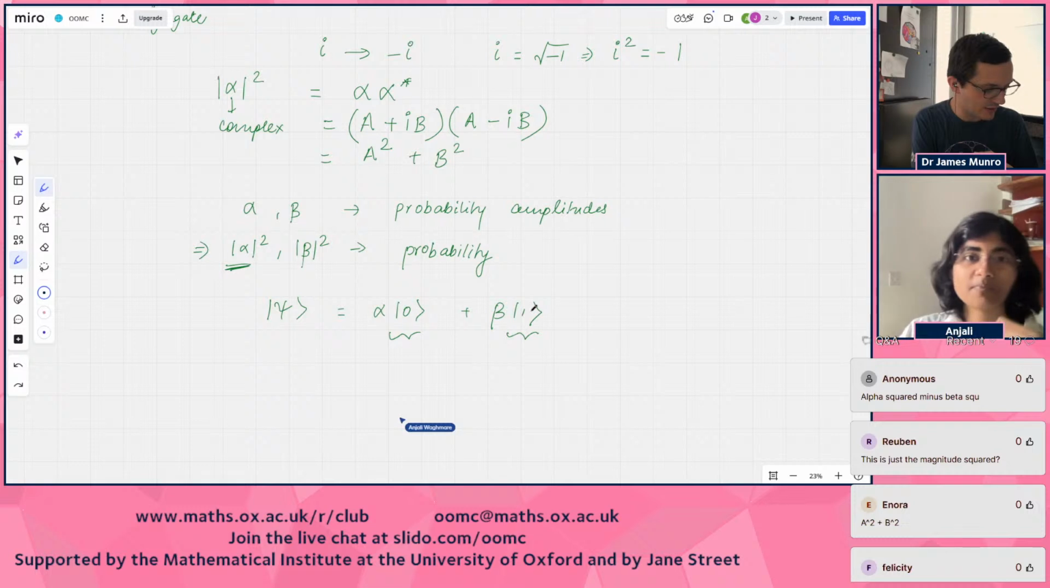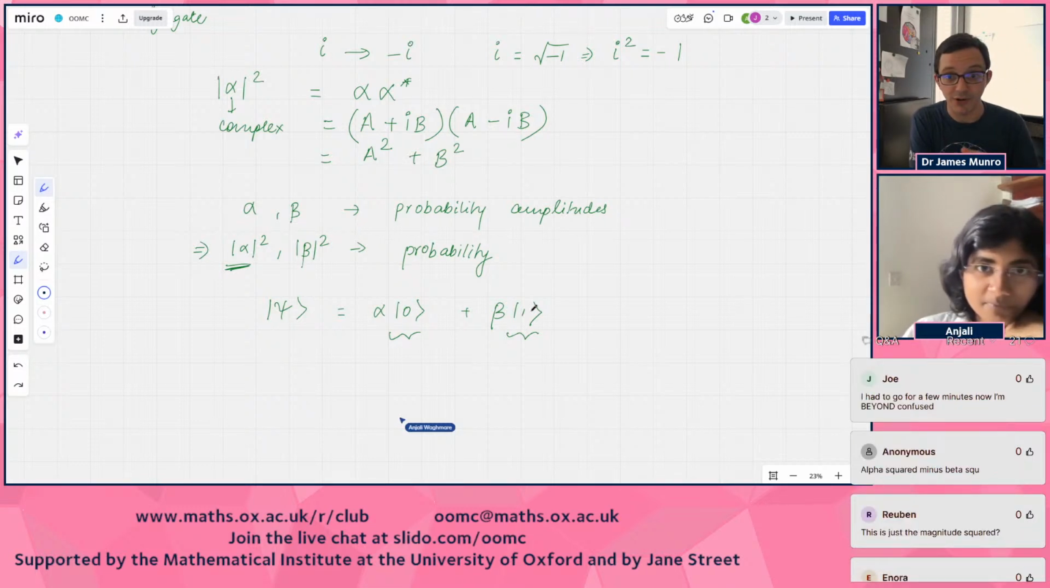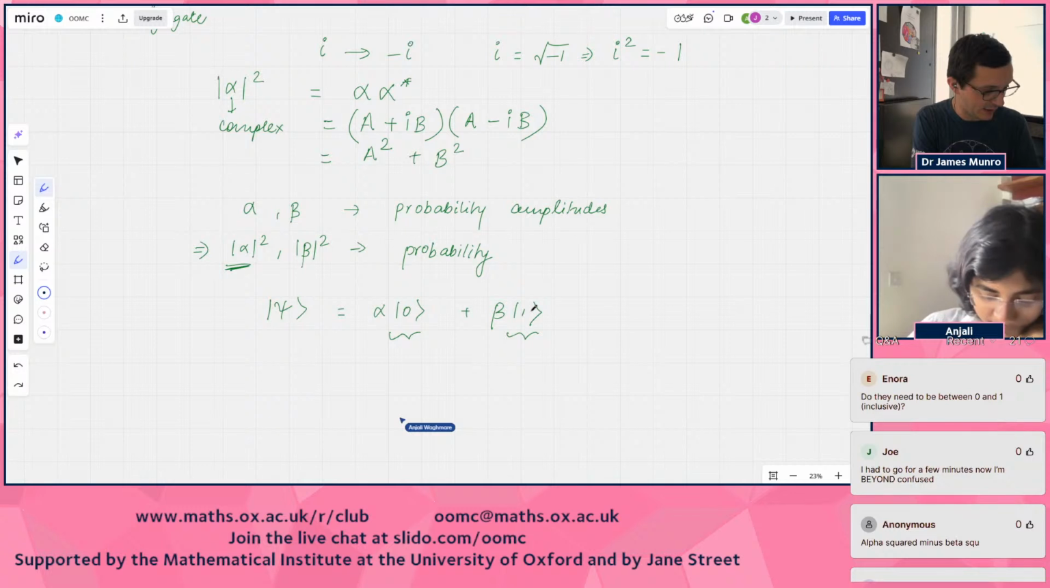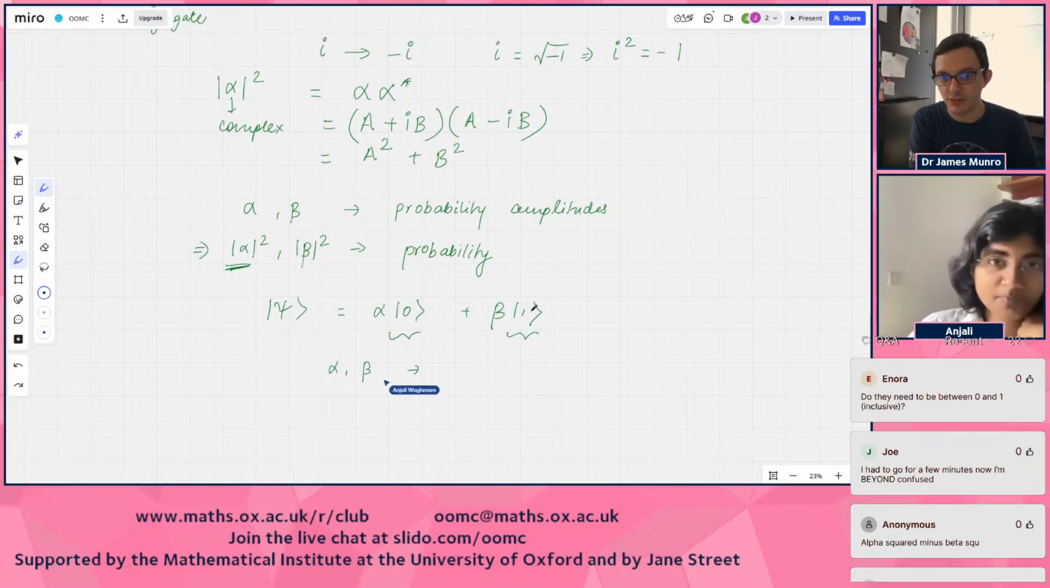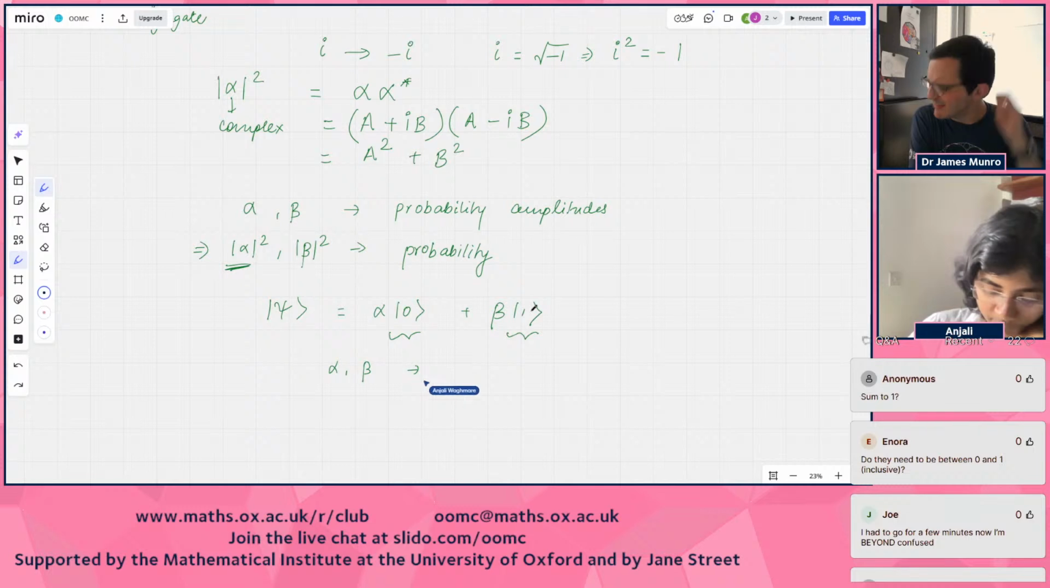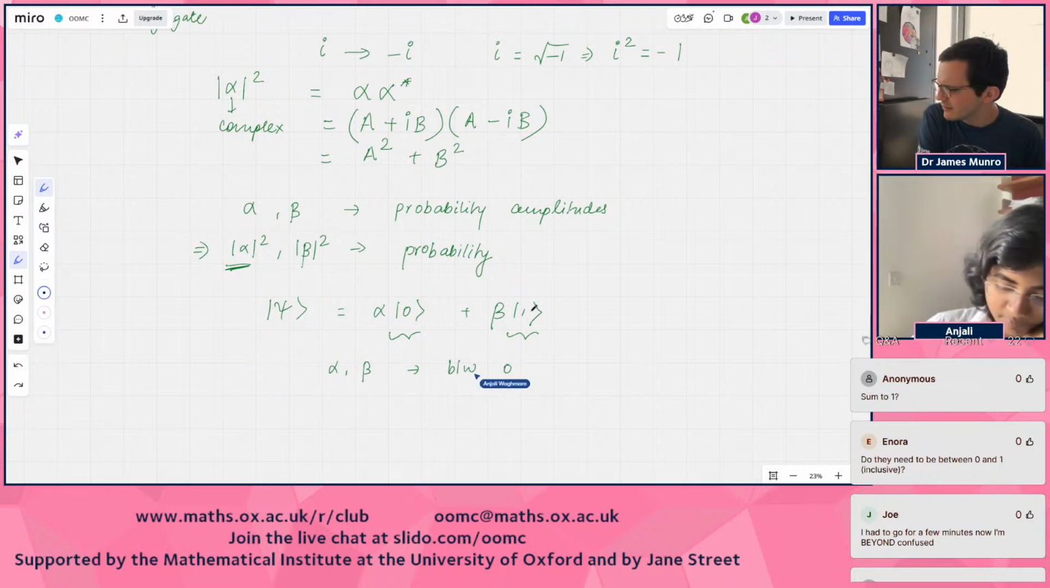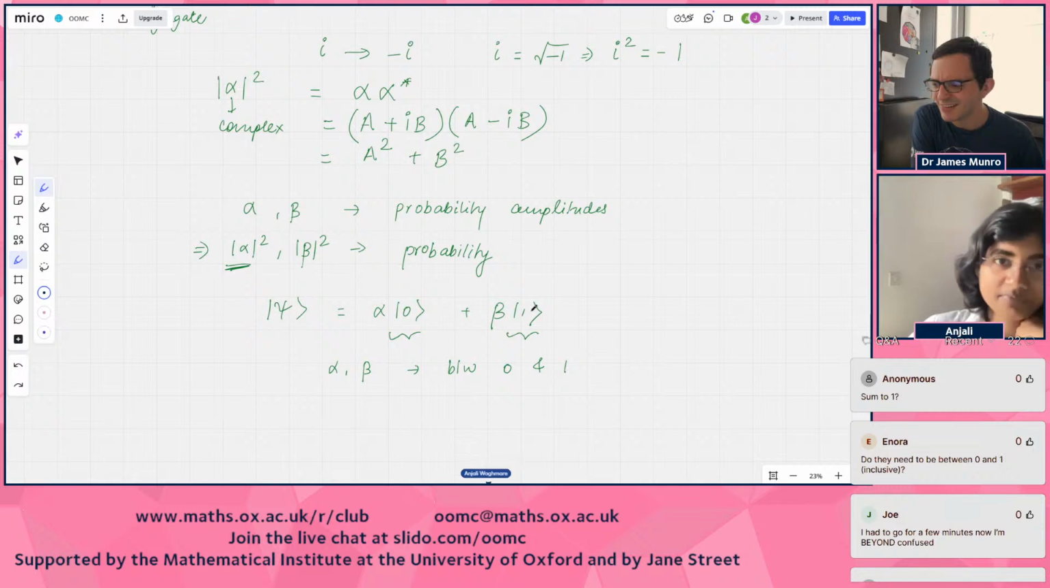I think they do need to be between 0 and 1 inclusive, because they're probabilities. And more than that, anonymous person says that they should sum to 1. That the probability thing here is that either the cat is dead or alive. I don't really know, but yes, they're between 0 and 1, and then I suppose we're talking about the sum squared, right? So these are complex numbers, they're not between 0 and 1.